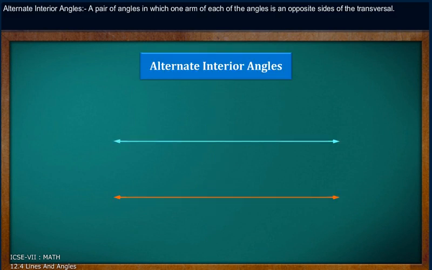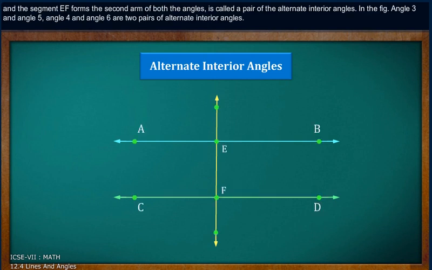Alternate interior angles. A pair of angles in which one arm of each of the angles is on opposite sides of the transversal and the segment EF forms the second arm of both the angles is called a pair of alternate interior angles. In the figure, angle 3 and angle 5, angle 4 and angle 6 are two pairs of alternate interior angles.